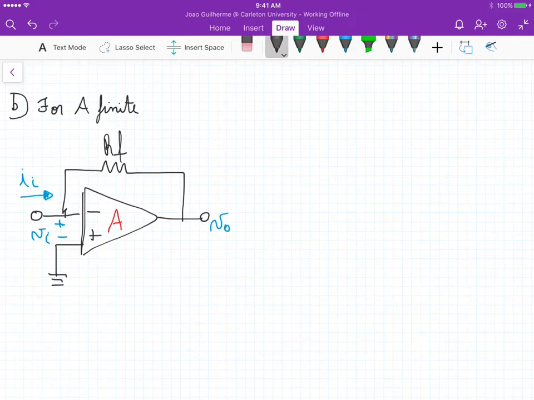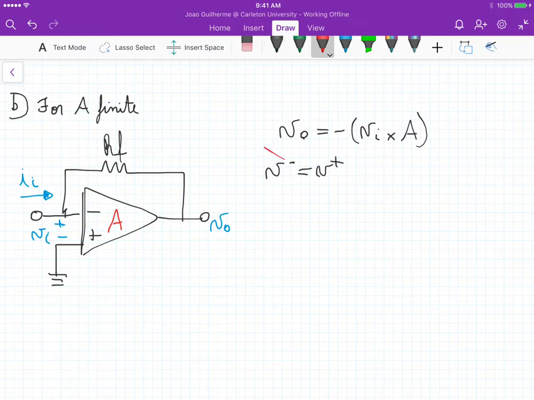Now for the second part, we have A finite. Okay, so for A finite, we know that V out is equal to minus Vi times A, right? Because this Vi is not 0. We have a potential difference. So this condition here, V minus equals V plus, doesn't hold for this case, right? So this is the equation for V out in terms of the working of this op amp.